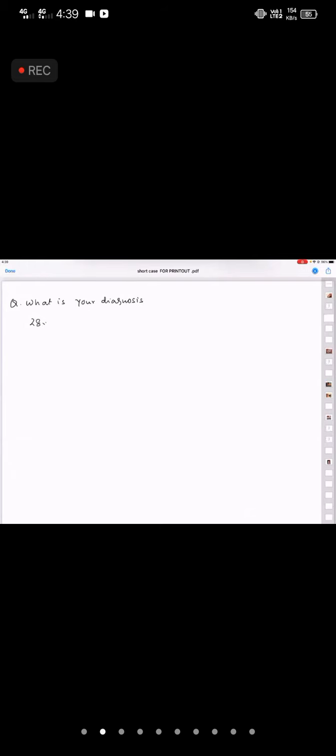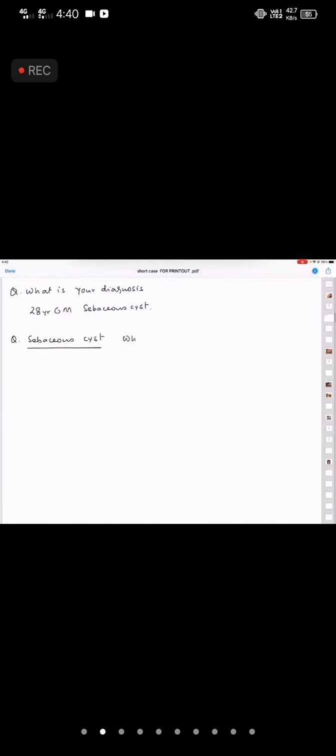Chalo. Now we start with the first one. What is your diagnosis? Straightforward answer. 28-year-old gentleman with a sebaceous cyst. Bus. No more frills. Okay. Next is, why did you say this is a sebaceous cyst? Now, to start with, questions can be, what is a sebaceous cyst?